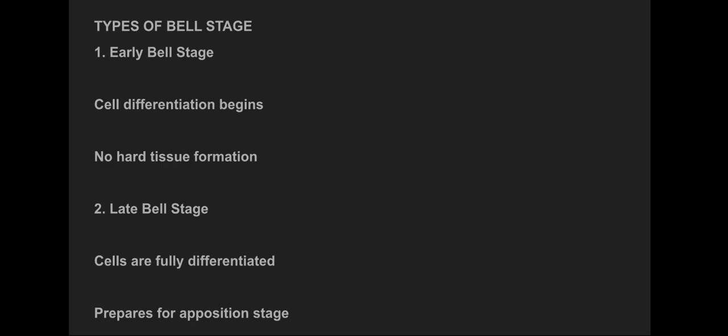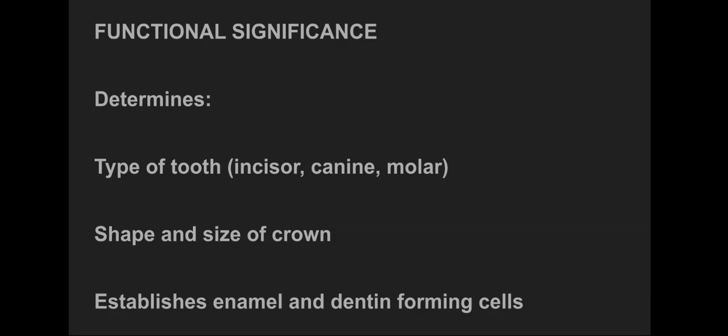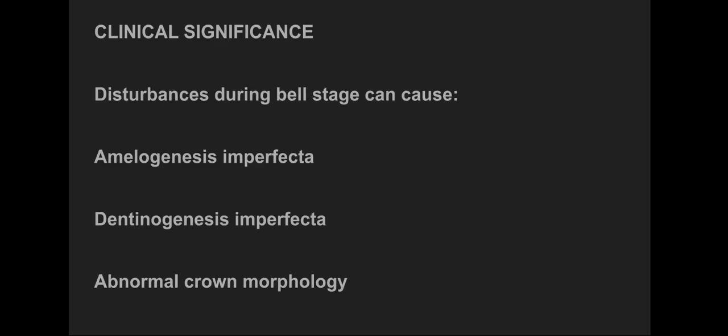So the types of bell stage: early bell stage and late bell stage. In early bell stage, what will happen? Cell differentiation begins, no hard tissue formed. In late bell stage, that is the advanced stage, cells are fully differentiated and prepare for apposition stage. Next is functional significance: it determines the type of the tooth, incisor, canine or molar. Shape and size are determined at this stage, and it establishes enamel and dentin forming cells.